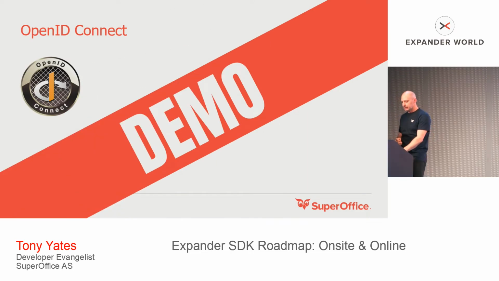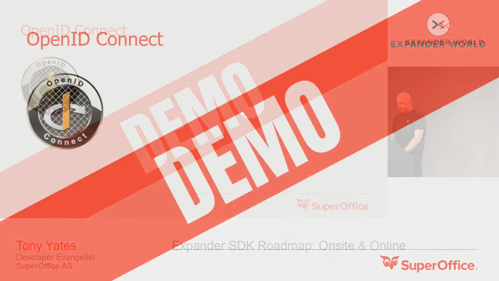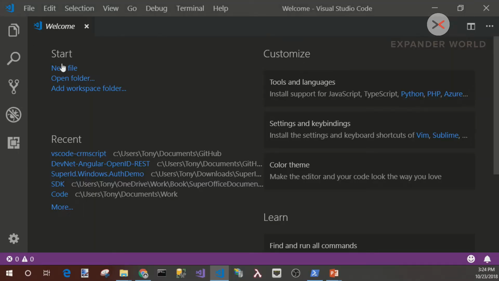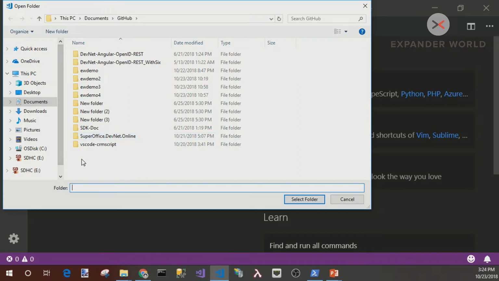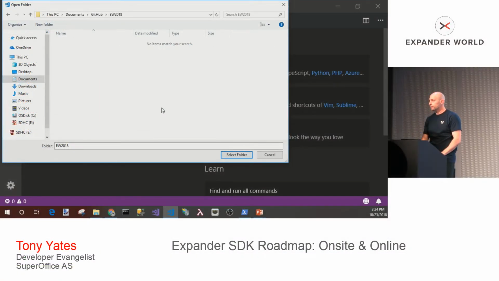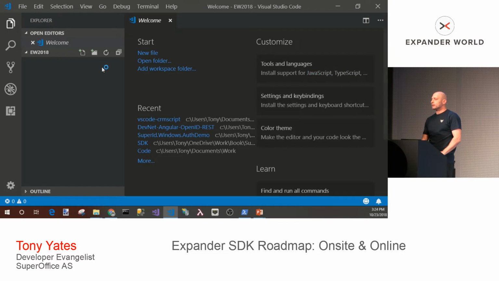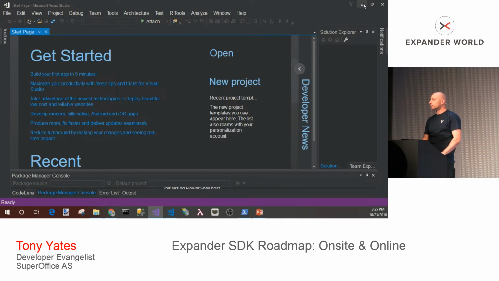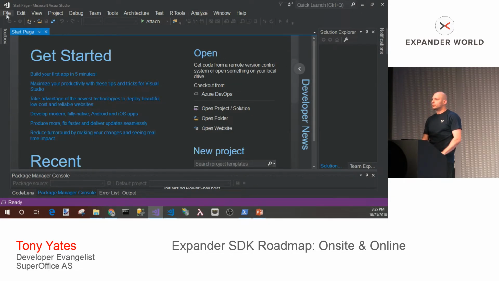All right, let's go ahead and take a quick demo of OpenID Connect. I'm going to go ahead and use Visual Studio Code for this one. And yeah, let's create a new folder. You know what? Actually, no. Let's not do it like this. I want to go ahead and use Visual Studio. Okay. So, here we go.